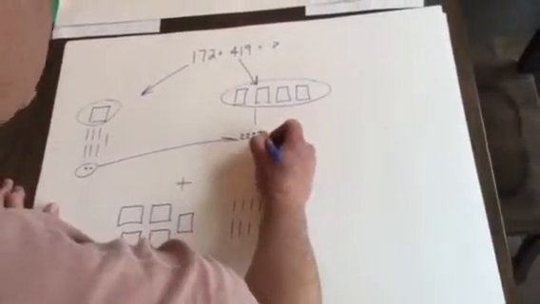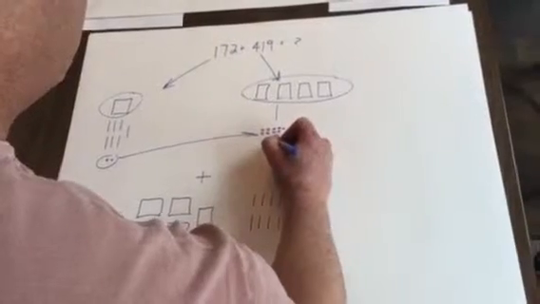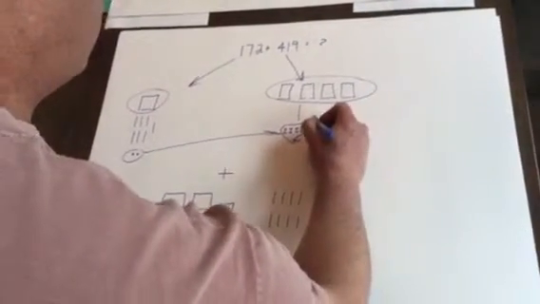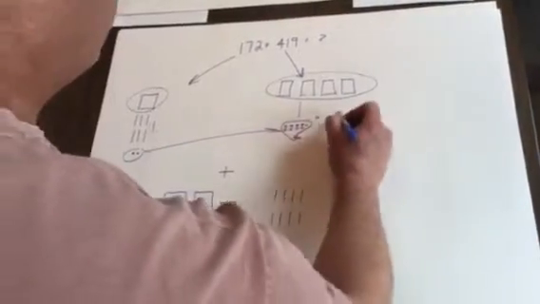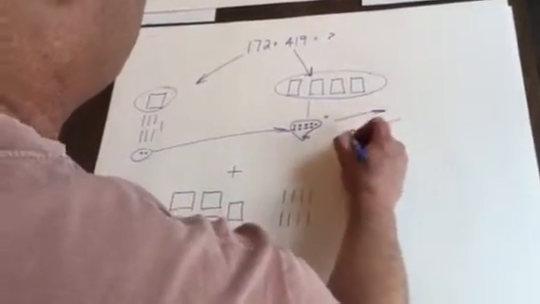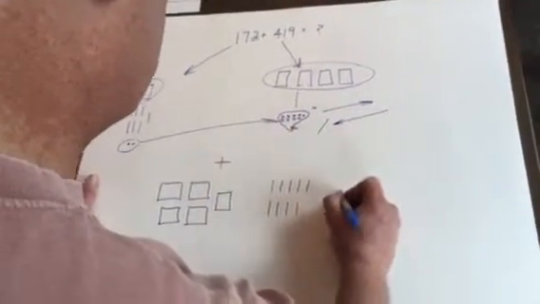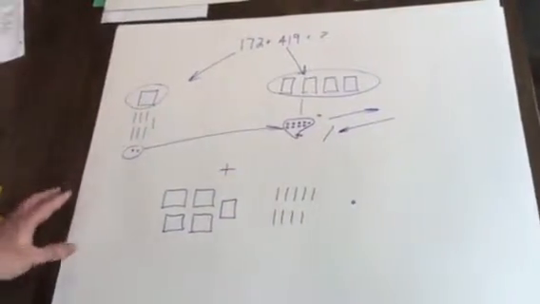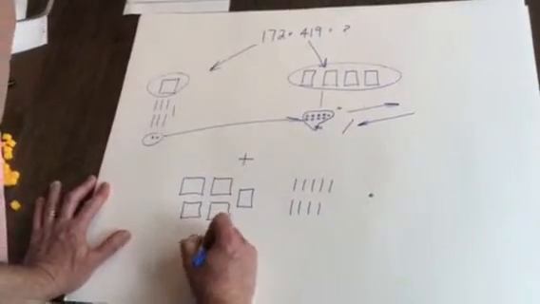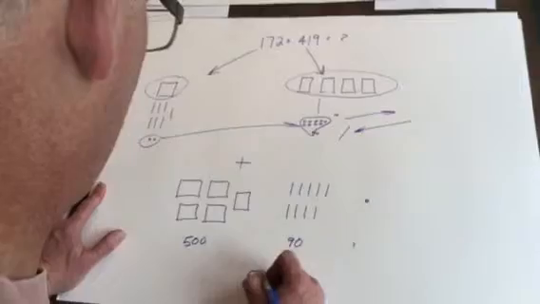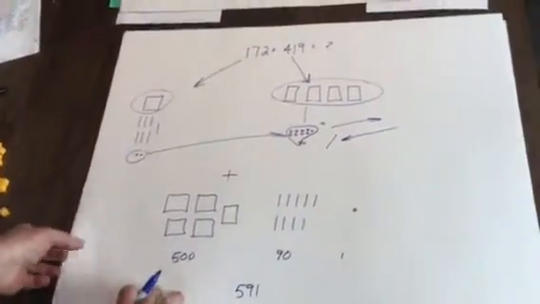Oh, but we can make a 10 out of this. So if we add this one to here, that gives us 10. So we can exchange those for 1 rod. So we'll add that rod here, and that leaves us with 1 single, which gives us 591. Now let's look at this symbolically.